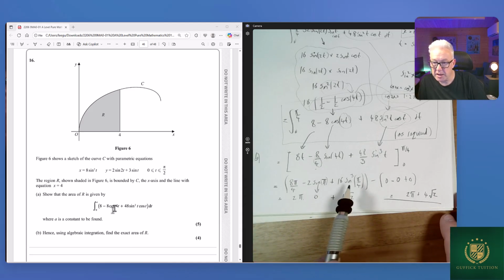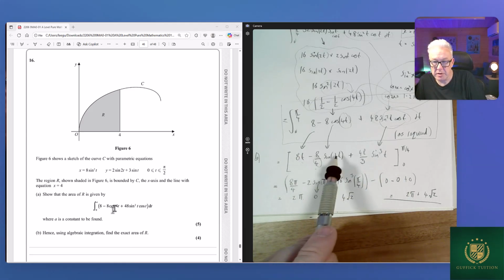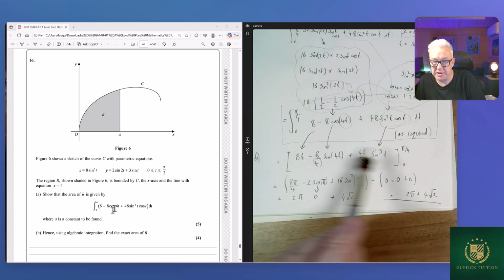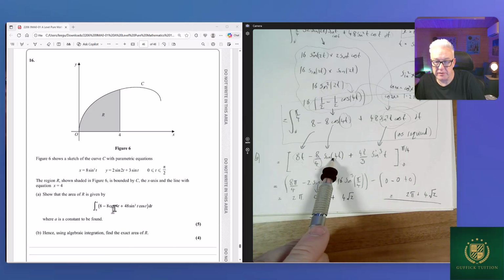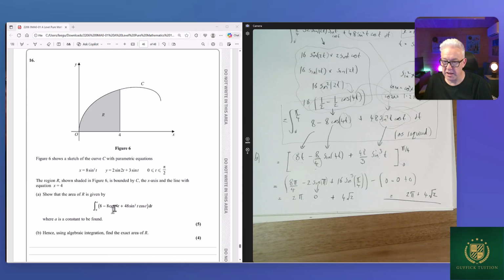This one is going to be sine cubed of pi over 4. Sine of pi over 4 is 1 over root 2. And then we've got 1 over root 2 cubed, and then we've got to times that by 16, and that gives us 4 root 2. The next bracket is just going to be 0, because when you put in 0, sine of 0 is 0, sine of 0 is 0. So our final answer is 2 pi add 4 root 2.